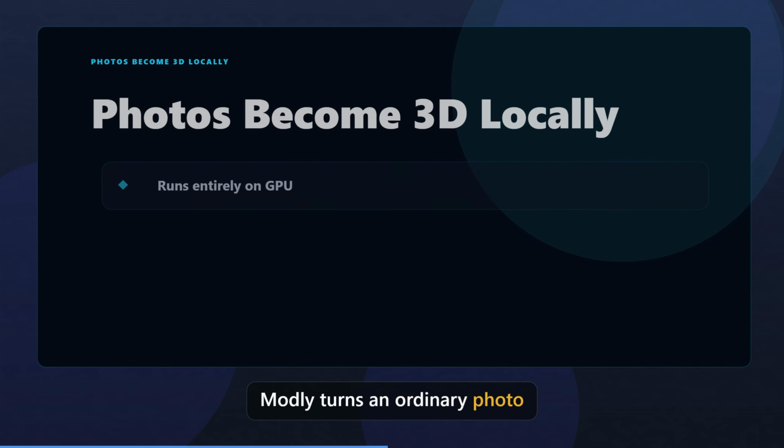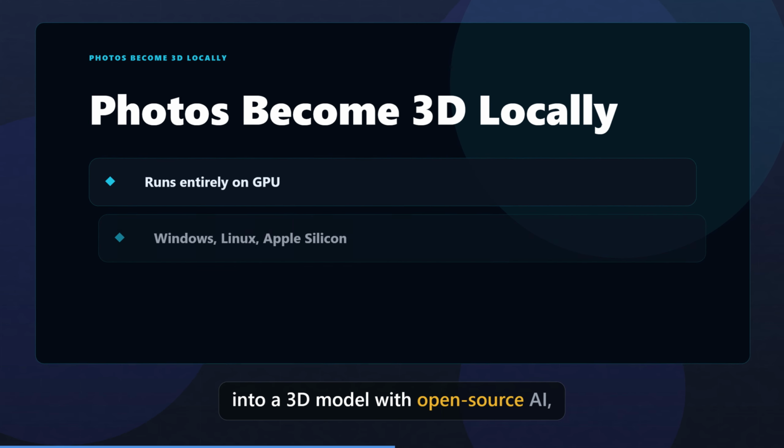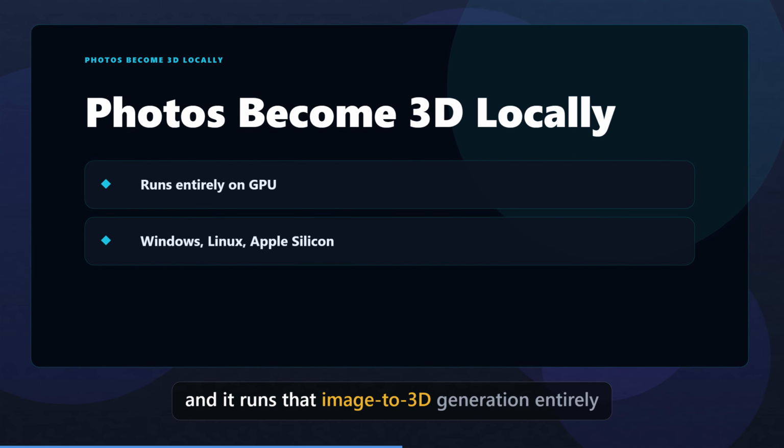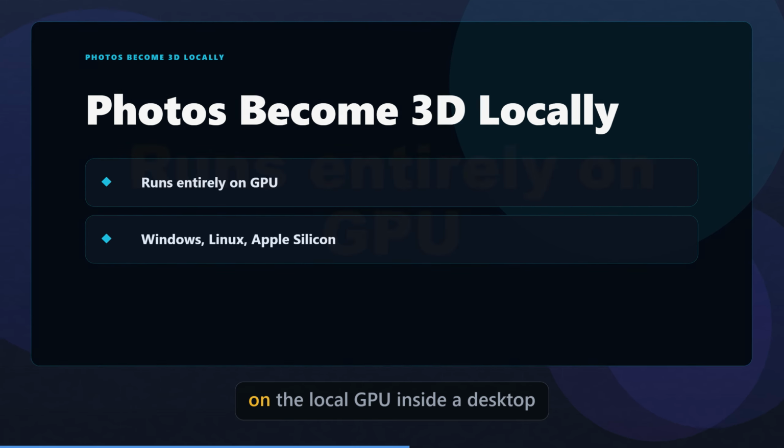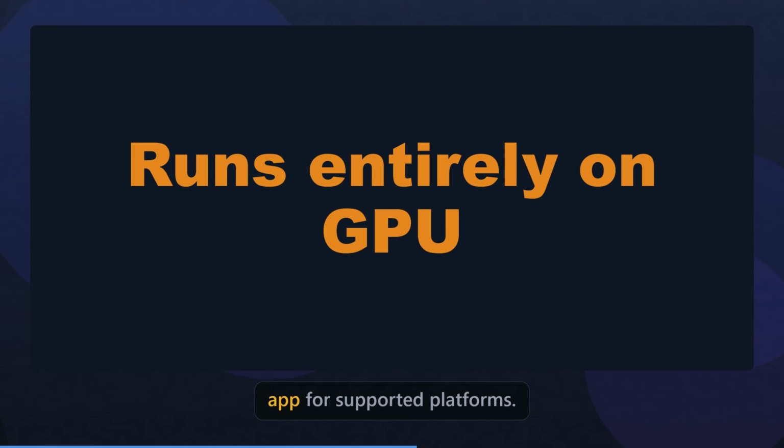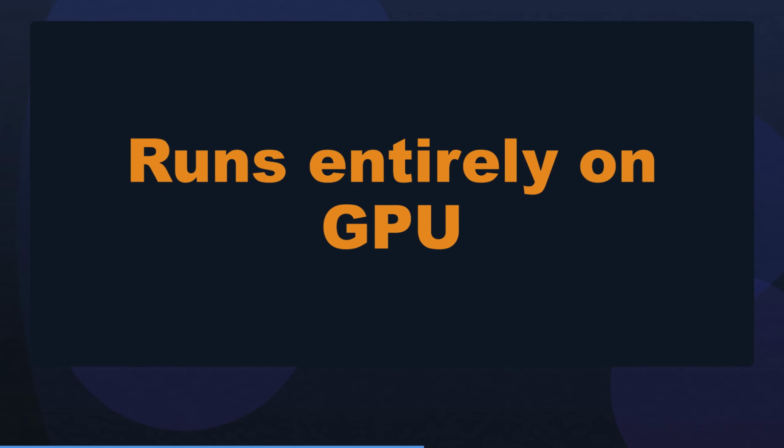Modly turns an ordinary photo into a 3D model with open-source AI, and it runs that image to 3D generation entirely on the local GPU inside a desktop app for supported platforms.